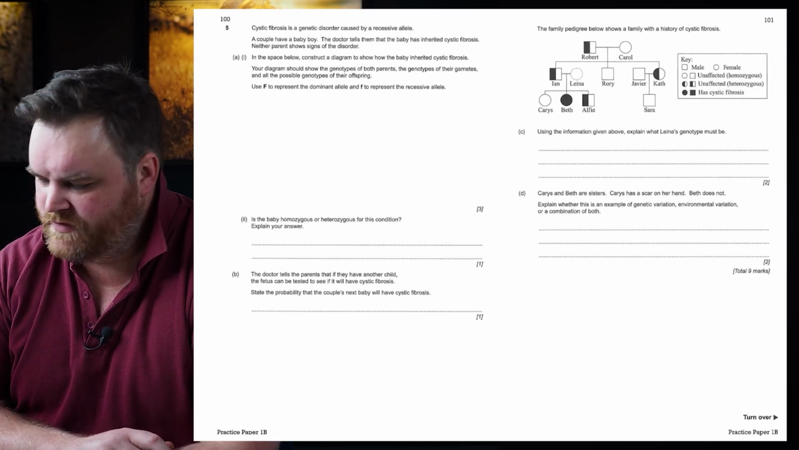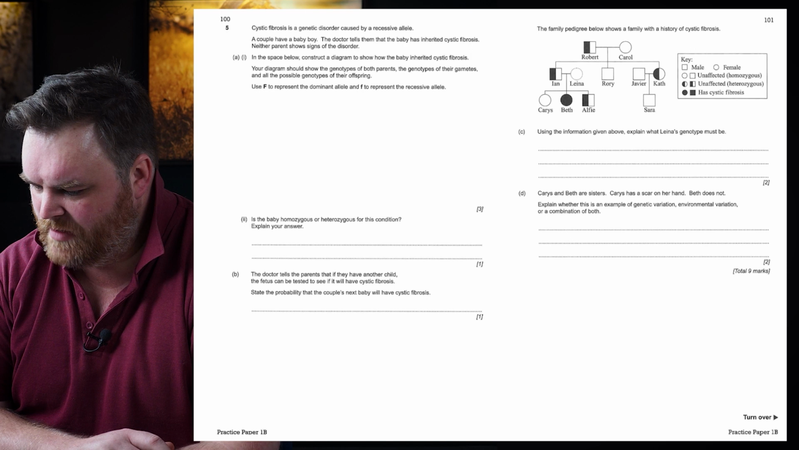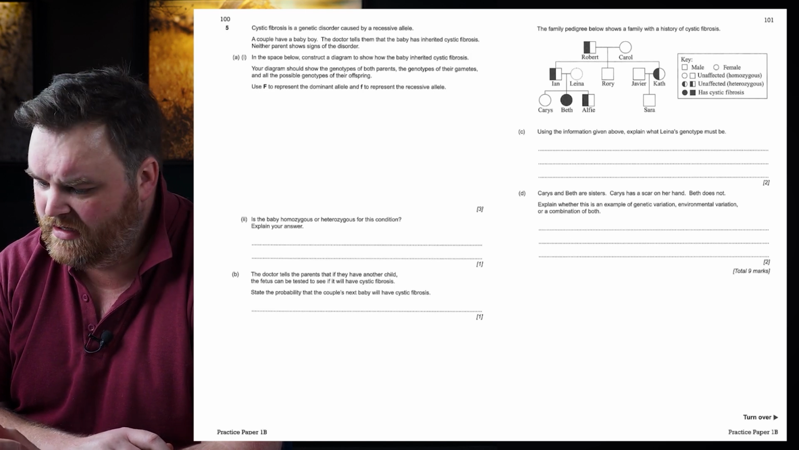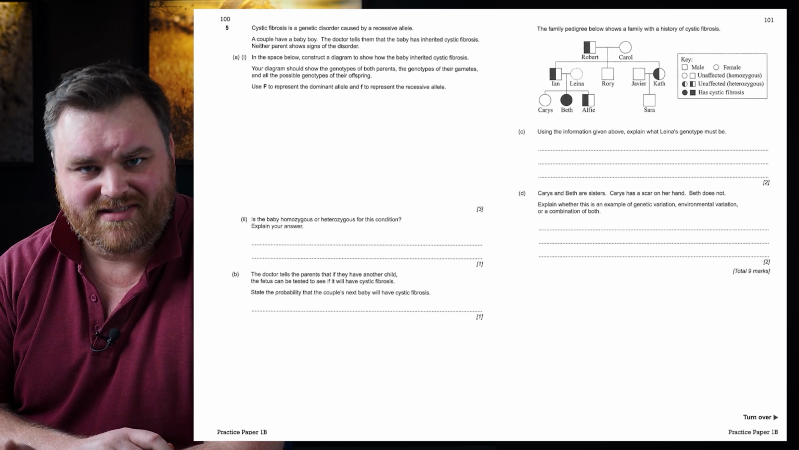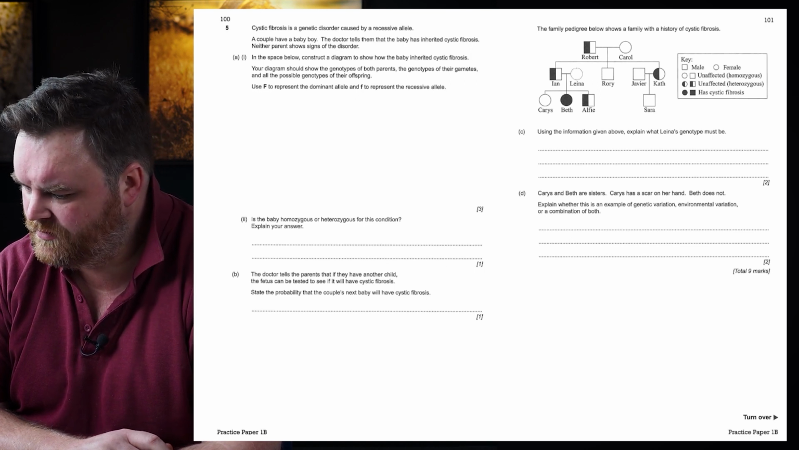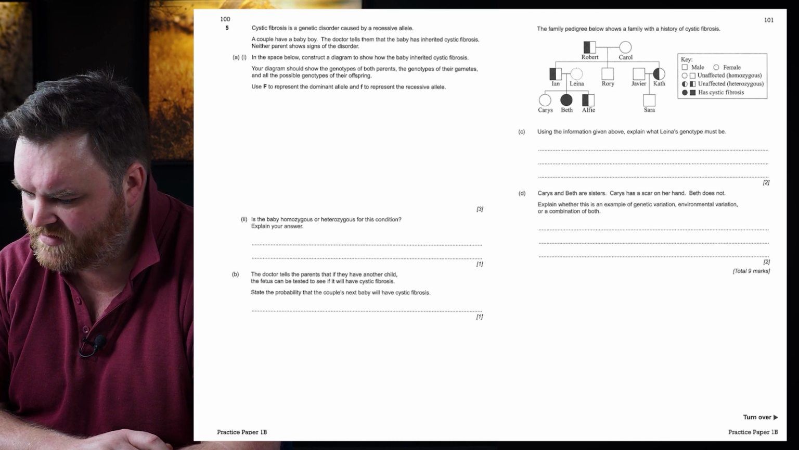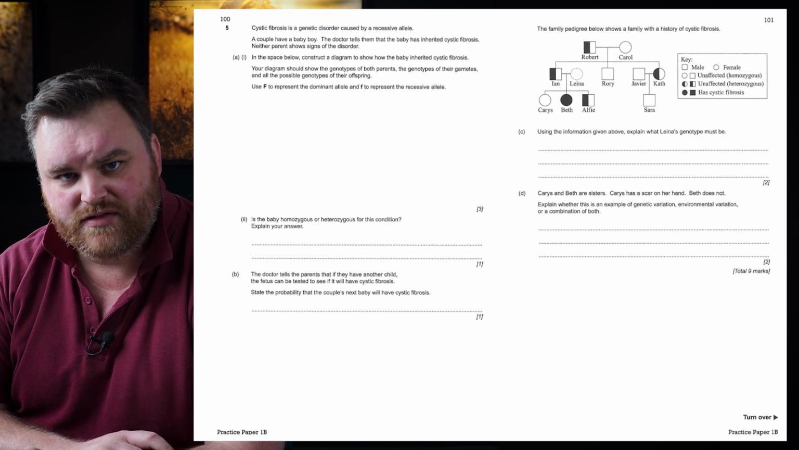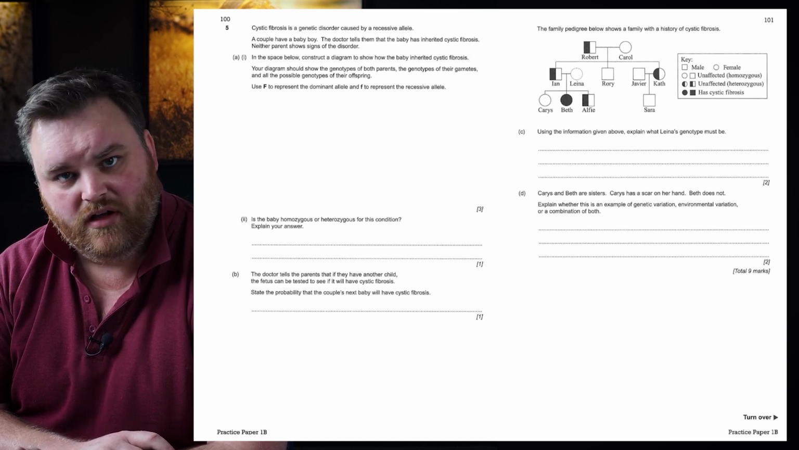Question 4. Okay, so question 5 is our first dive into genetics in this paper. So we're talking about cystic fibrosis. This is a really common example. This is a genetic disorder. It's a recessive genetic disorder. We have a couple that have a baby boy. Doctor tells them the baby has inherited cystic fibrosis. Neither parent shows signs of the disorder. So we've got 2 parents that don't have this recessive condition and an offspring that does.